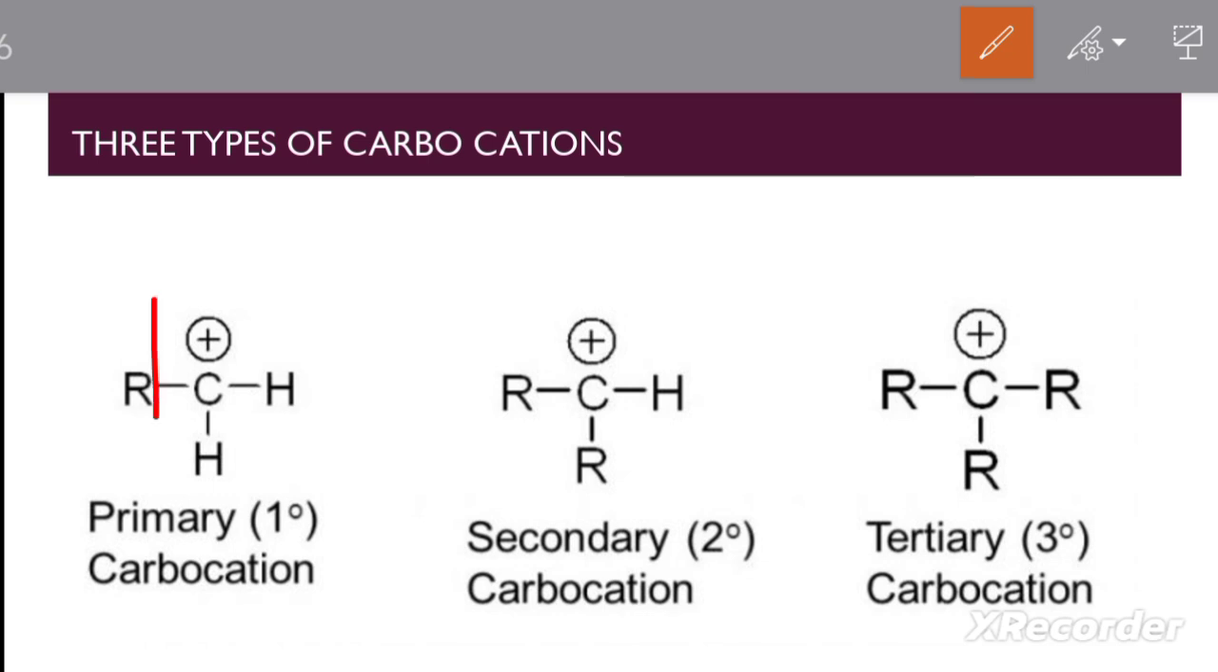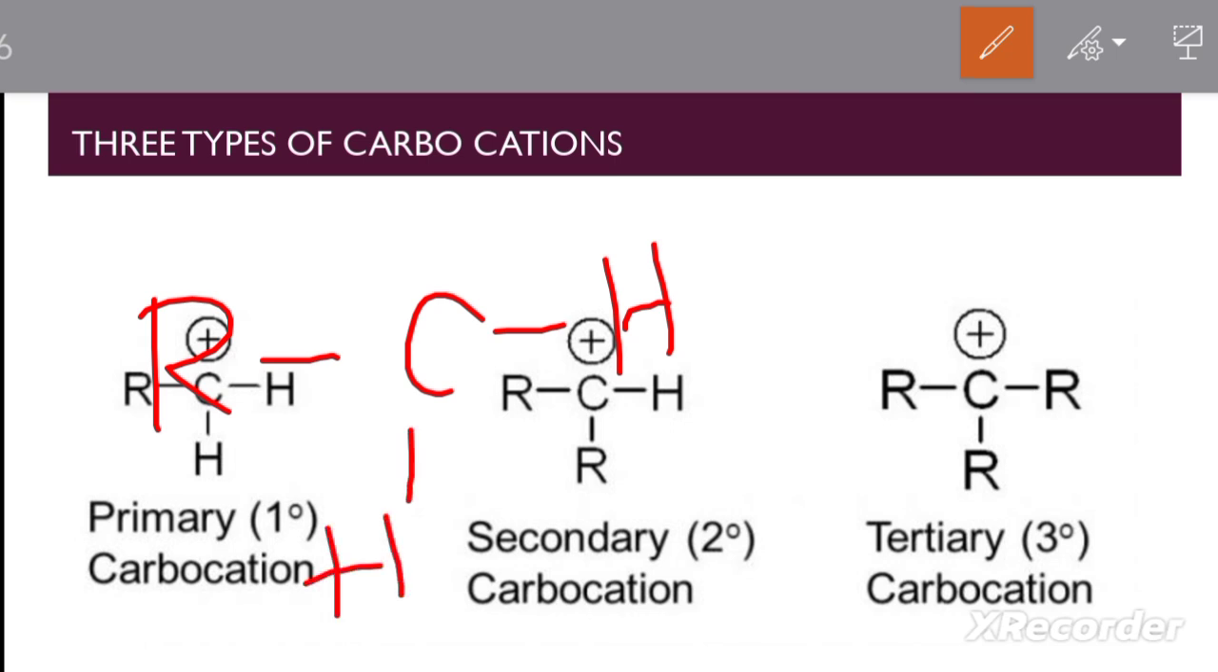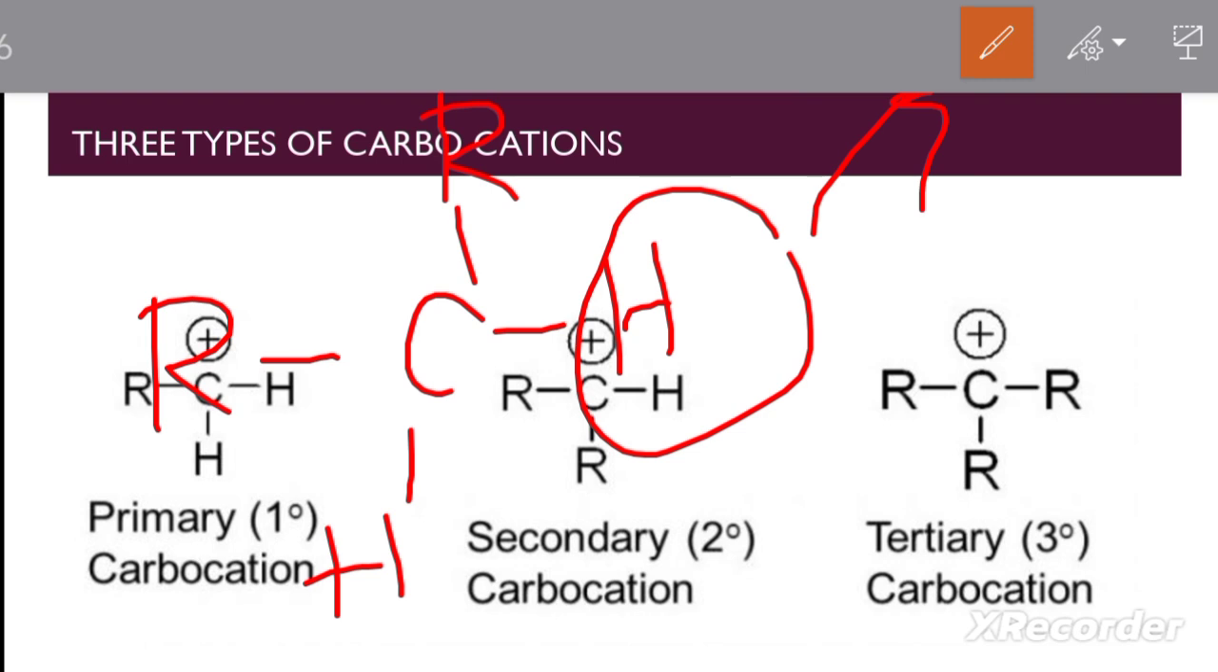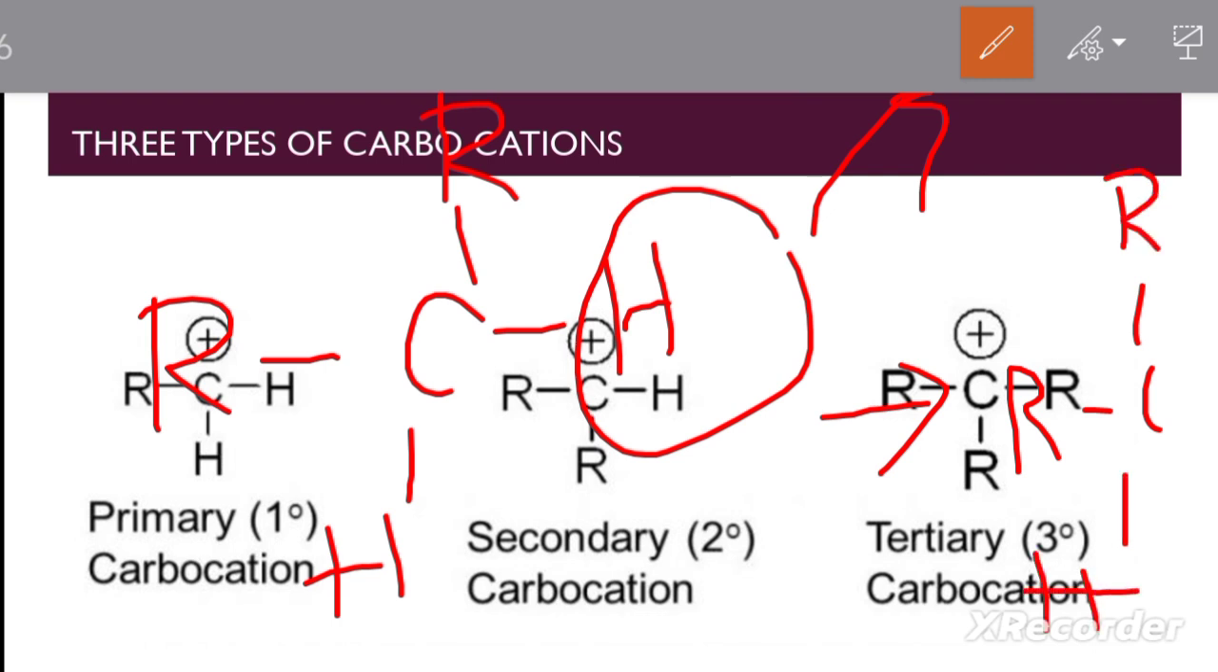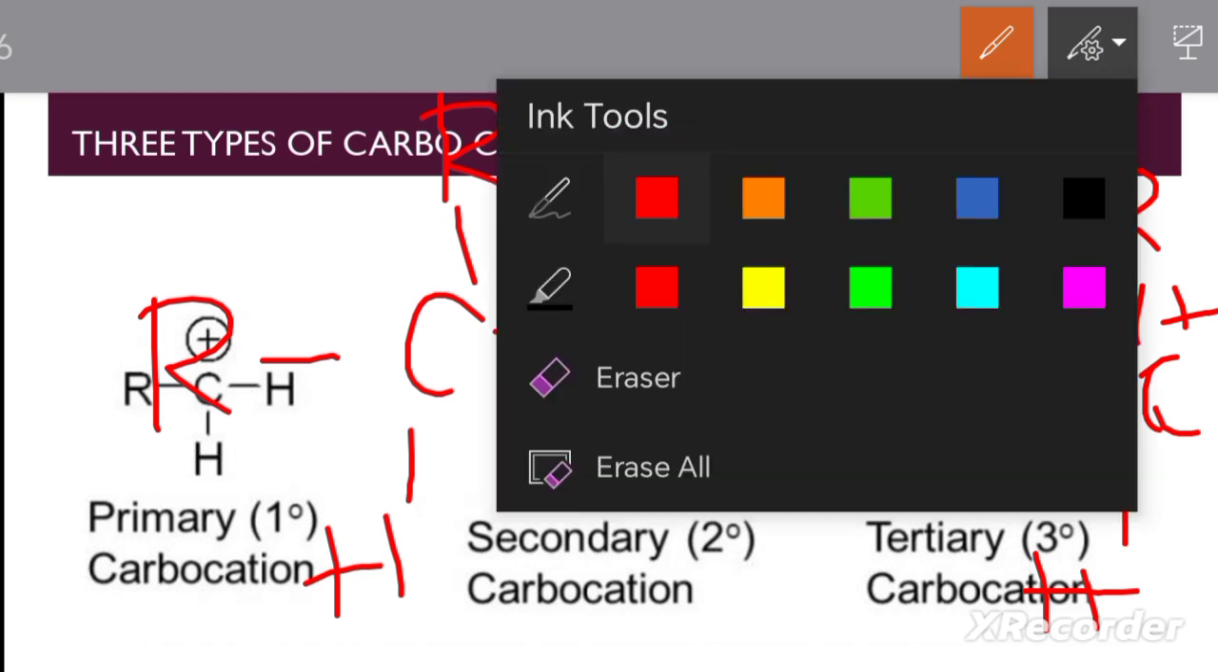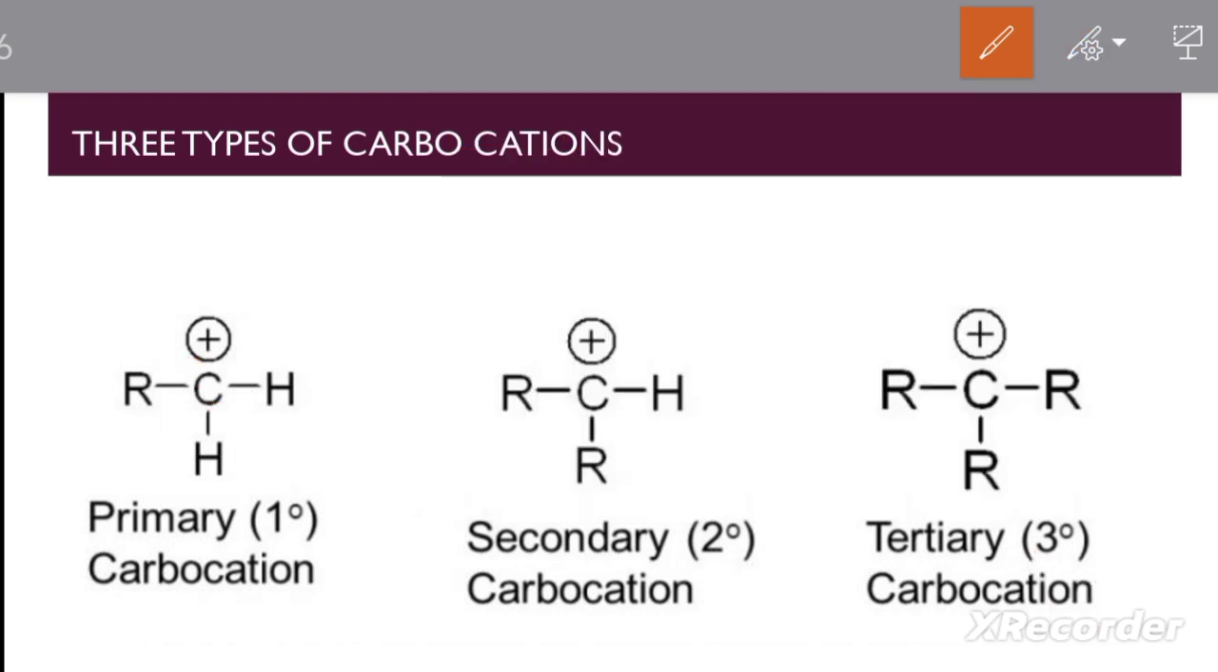carbocation. So think there is a hydrocarbon like this, and I am going to remove a hydrogen atom from that. The product formed is R, C, R and H. This carbon is with a positive charge, so the product formed is a carbocation. And there are three types of carbocations: primary carbocation, secondary carbocation and tertiary carbocation.